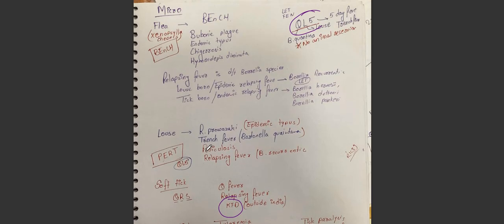Relapsing fever, we have already told you, L meaning louse, epidemic typhus. Just like louse, it also contains the relapsing fever. It is causing the epidemic relapsing fever, and the letters are remembered as L for louse, E for epidemic typhus, and R for Borrelia recurrentis. Rest all is caused by the tick, which is caused by Borrelia hermsii, duttonii, and parkeri.